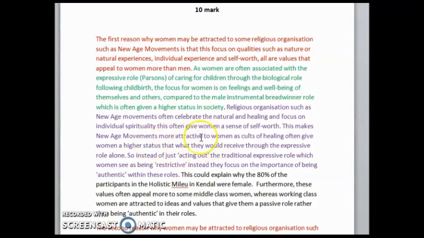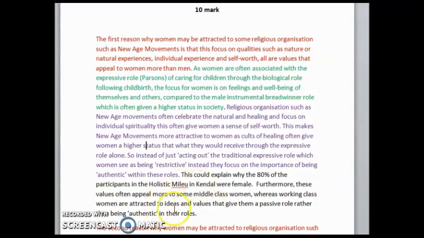And it's giving value to that role. So instead of acting out the traditional roles, they focus on the importance of being authentic within those roles. And then we've got a little final piece of analysis right at the bottom. This will explain why, in cultic movements such as the holistic milieu in Kendal, the majority of the participants were female.